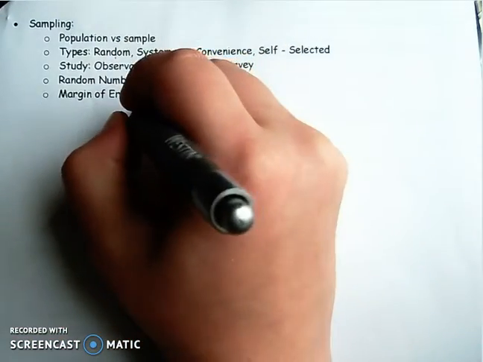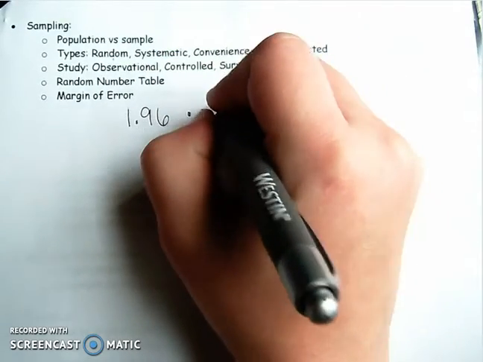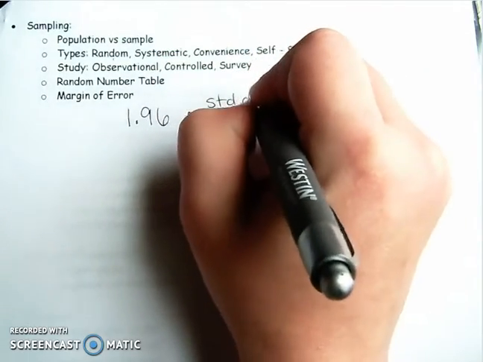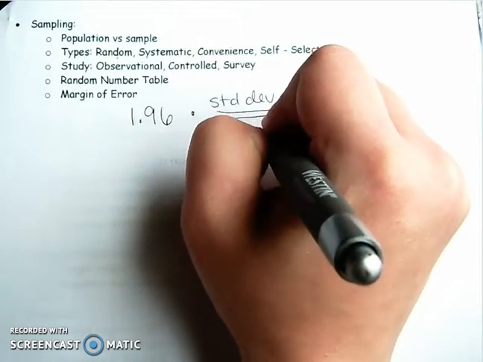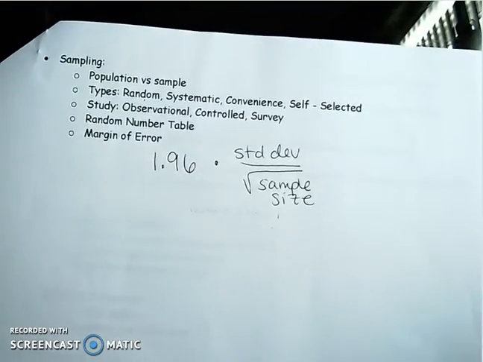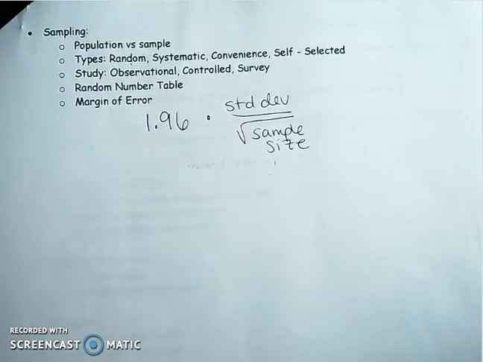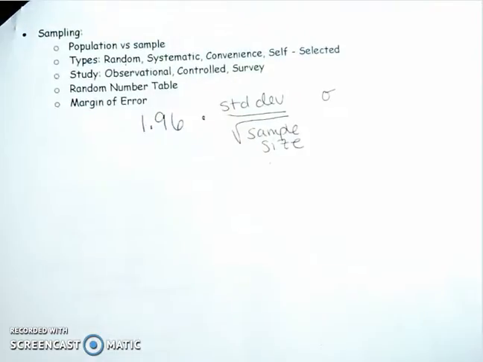And lastly, your margin of error formula is 1.96 times your standard deviation over the square root of your sample size. And remember, that information comes from your calculator. Stat edit, type in all your data. Stat over 1 runs your normal statistics, your one variable statistics. Standard deviation is that little hat.